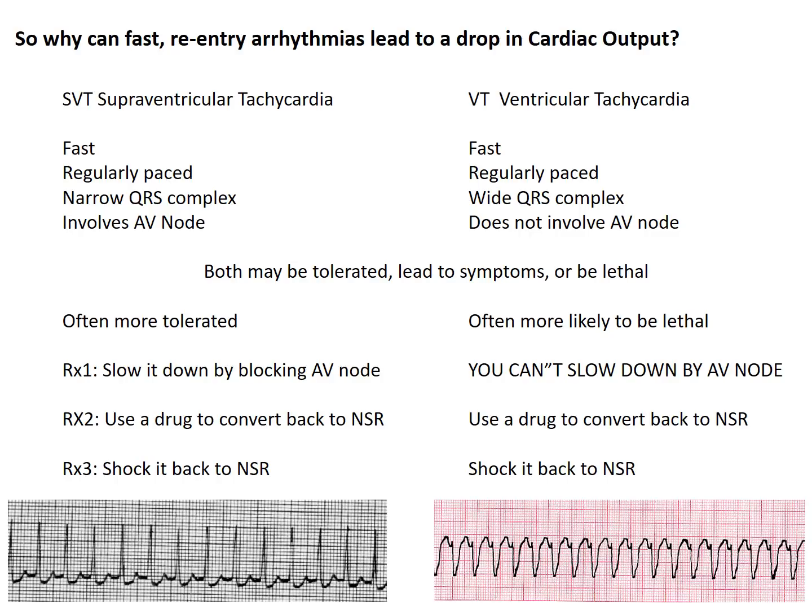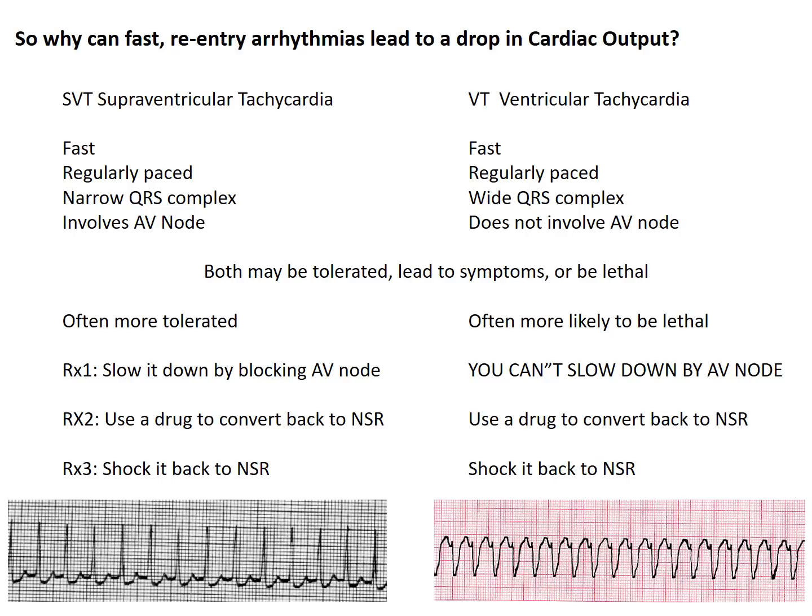Why do these re-entry arrhythmias lead to drops in cardiac output? It's all about how fast you're going. Whether you're in sinus tach or whether you're in VTAC, if you're going too fast, you don't spend enough time in diastole, you don't have enough time filling the ventricle, and if you can't fill the ventricle, you can't eject adequate stroke volume, so those really, really fast heart rates can in fact compromise cardiac output. Sometimes people can tolerate these for a short period of time, and sometimes they are immediately lethal.